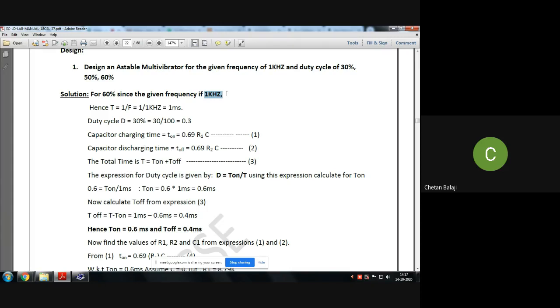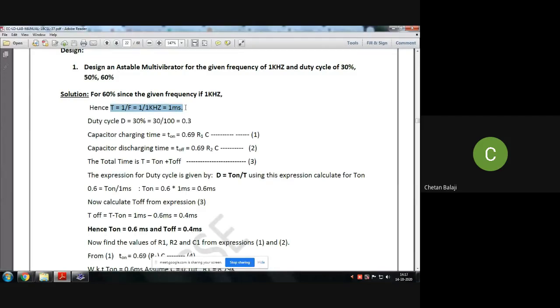Inverse of time is frequency, inverse of frequency is time. So use this formula, T equals 1 by F, which gives me 1 divided by 1 kilohertz. The 1 kilohertz is given in the question. You are just inverting what is given. 1 by 1 kilohertz: kilo going up becomes minus 3, so 1 into 10 power of minus 3. Therefore it is 1 millisecond. So for the frequency of 1 kilohertz my time is 1 millisecond.